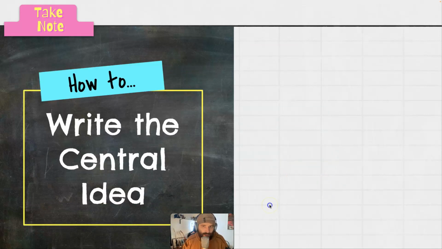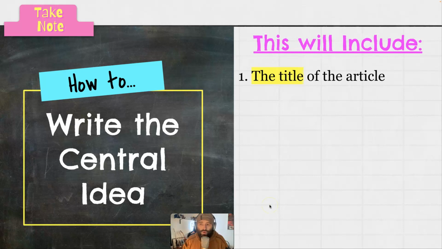So how do I write that central idea? So this is going to include the title of the article. So when you write the central idea, I don't need to say it talked about or it said this. Remember back to our RTQT, you have to restate these things. Pretend that the reader who's reading your central idea, your main idea, has never read the article.